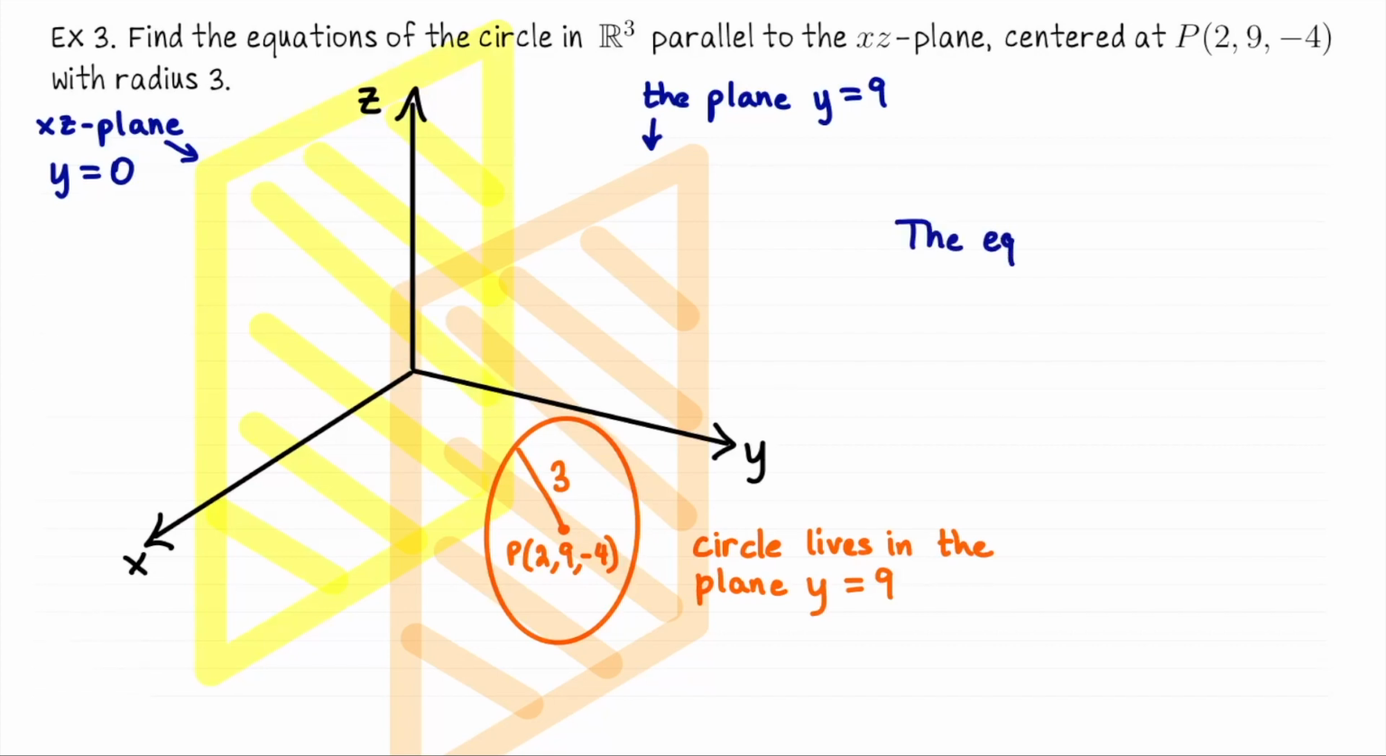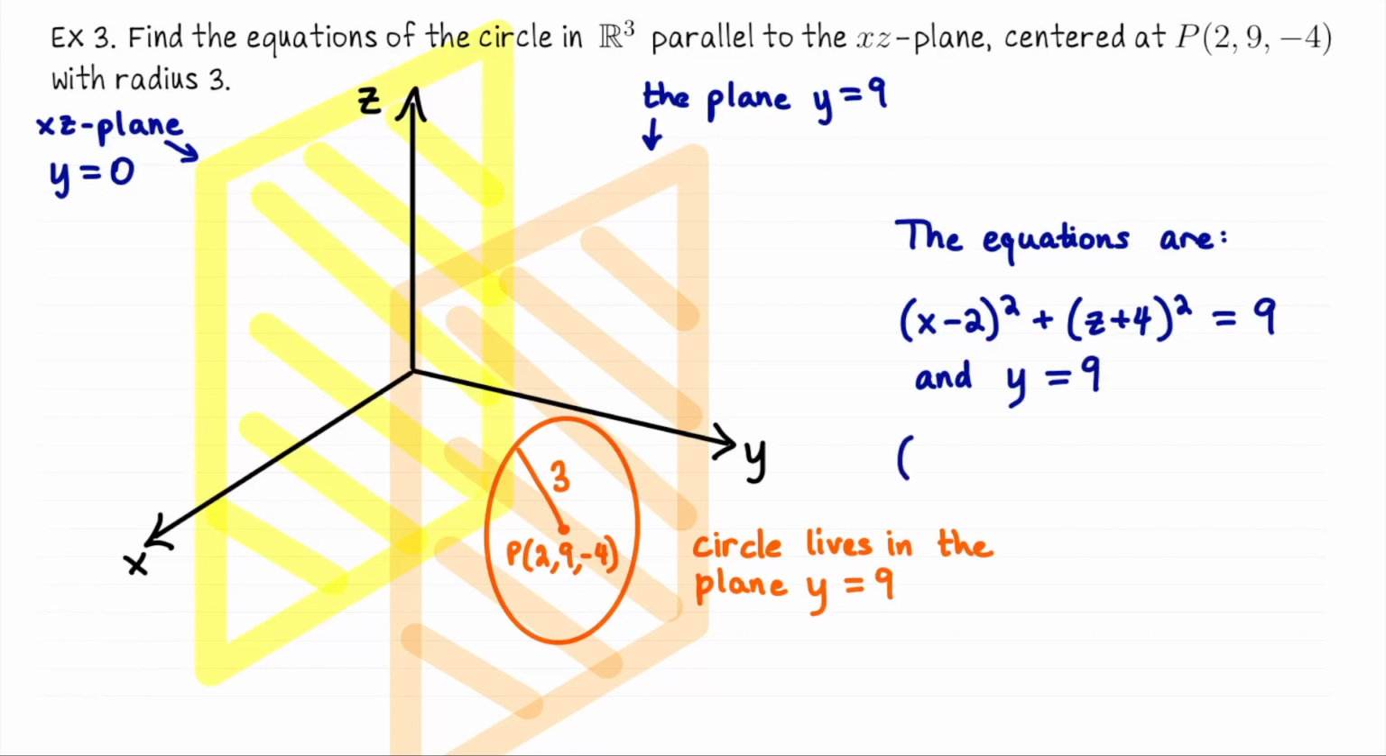Okay, so the equations are, let me write the circular equation first. That's going to be (x - 2)^2 + (z - (-4))^2, so (z + 4)^2, equals 3 squared, so equals 9. That gives us a circular shape for x and z. But we also need to specify that y equals 9. So we need both equations in order to describe this circle. One equation for x and z, and the other equation for y.